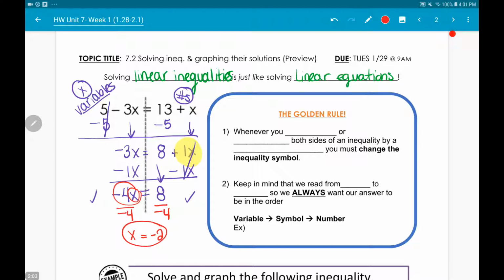Now what we're going to do is just like that, except there's 2 golden rules. And let's put big stars here. All right, here's going to be our golden rule. Whenever you multiply or divide both sides of an inequality by a negative number, you must change the inequality symbol. So for example, if it was this, less than, I'm going to change it to greater than and vice versa. If it's less than or equal to, it's going to change to greater than or equal to. So we're kind of flipping it.